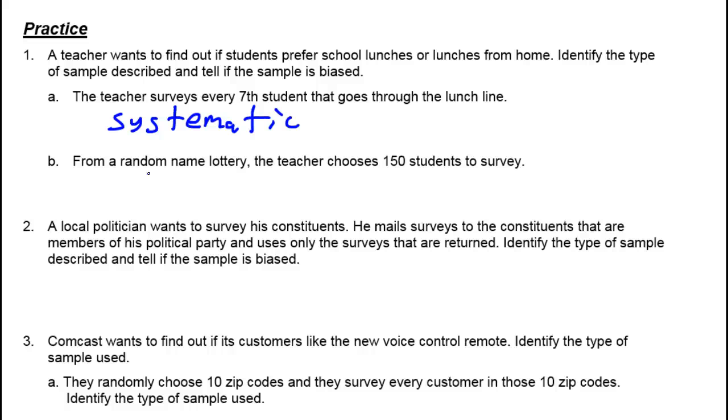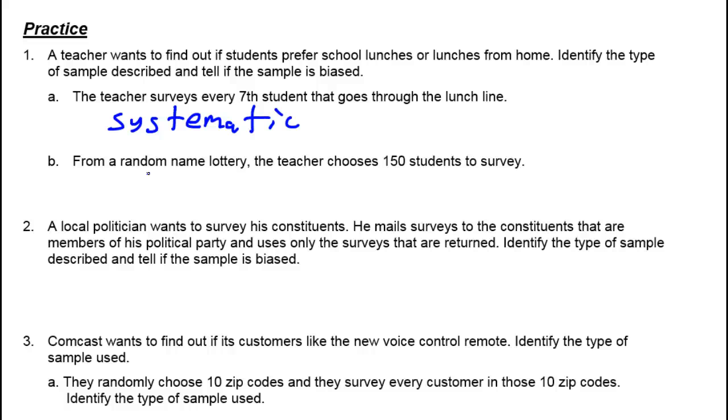Scotty's awesome. Okay, so it says that they're going through the lunch line. So obviously they're getting school lunch, so that's kind of biased because maybe that's what they prefer, because you're not getting students that aren't going through the school lunch line. Right. That's exactly what I'm thinking.